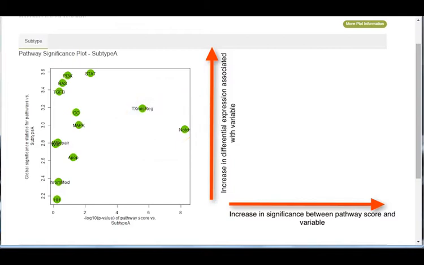A different set of pathways, STAT, PI3 kinase, RAS, and TGF-beta, have the most differential expression at the single gene level. The unimpressive showing of these pathways on the horizontal axis indicates that the pathway scores for these pathways do not capture the subtype A versus normal difference.